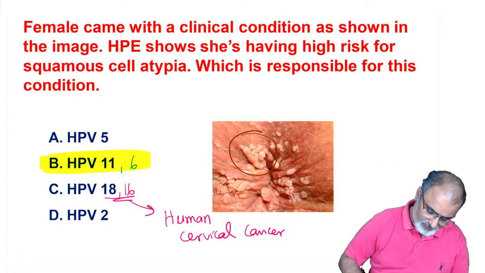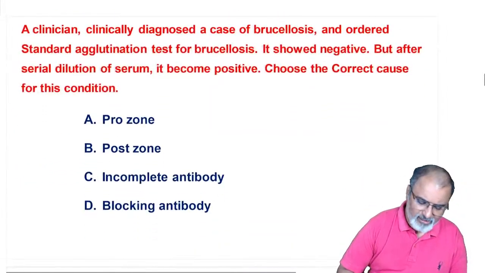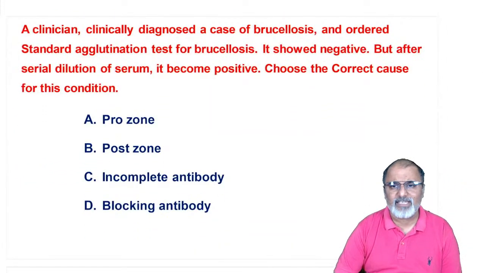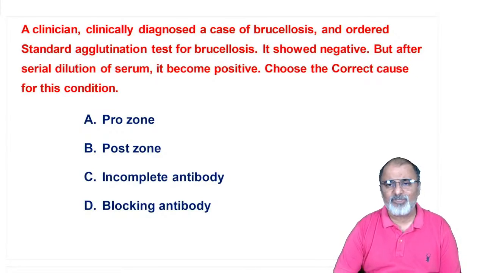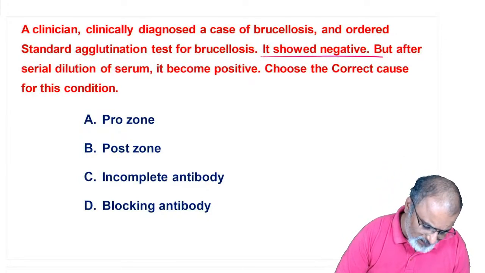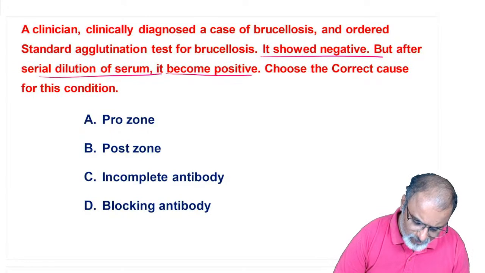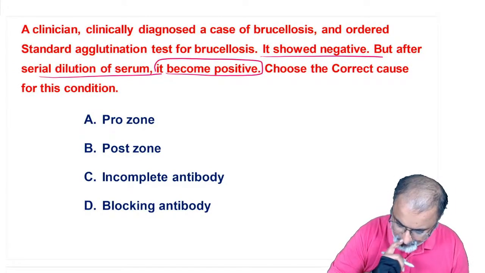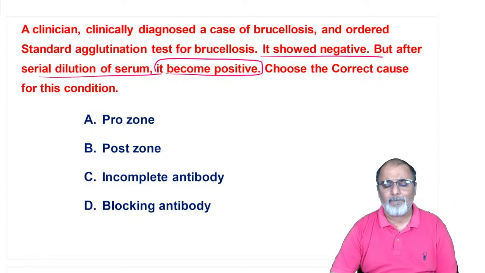Next is, a clinician clinically diagnosed a case of brucellosis and ordered a standard agglutination test for brucellosis. It showed negative. After serial dilution, it became positive. How does it happen? Choose the correct cause of this condition.